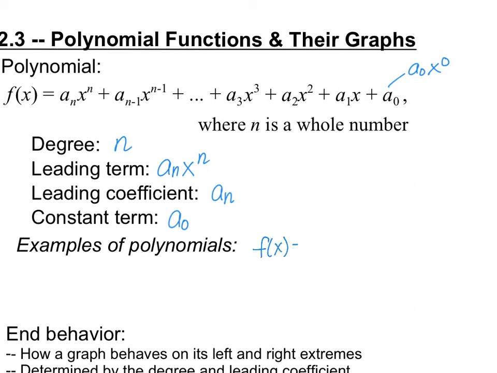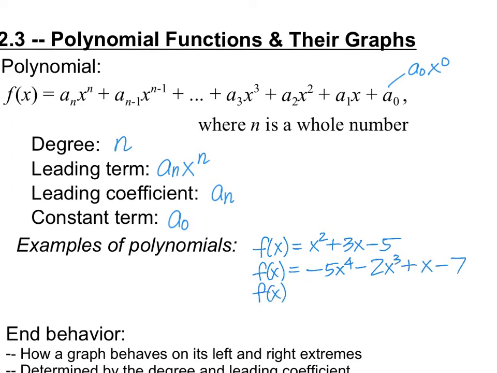Examples of polynomials. Well, here's some basic ones. x squared plus 3x minus 5. Notice that all the exponents on the x are whole numbers. Sometimes you can have higher degree, like negative 5x to the 4th minus 2x cubed plus x minus 7. Now f of x equals 3x minus 1, that's a polynomial.